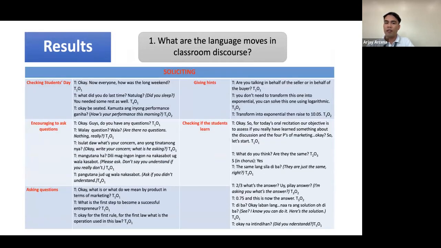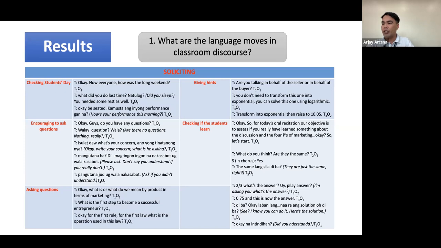For the results of the first question, what are the language moves in classroom discourse? The following were found out. Teachers solicit responses from students by checking students' attendance, encouraging them to ask questions, asking questions, giving hints, and checking if the students learn.